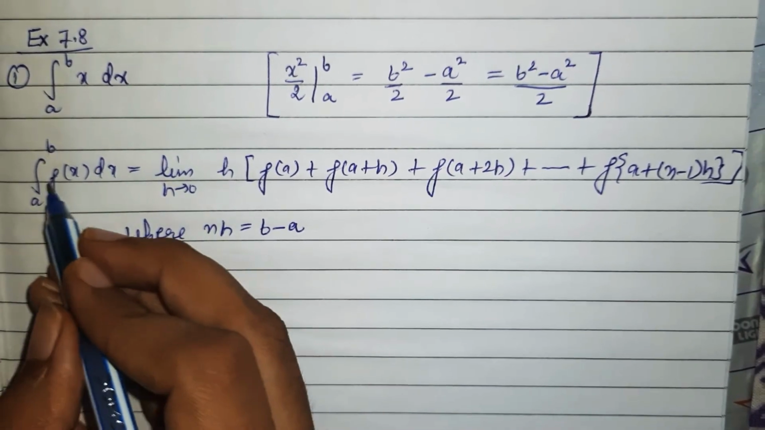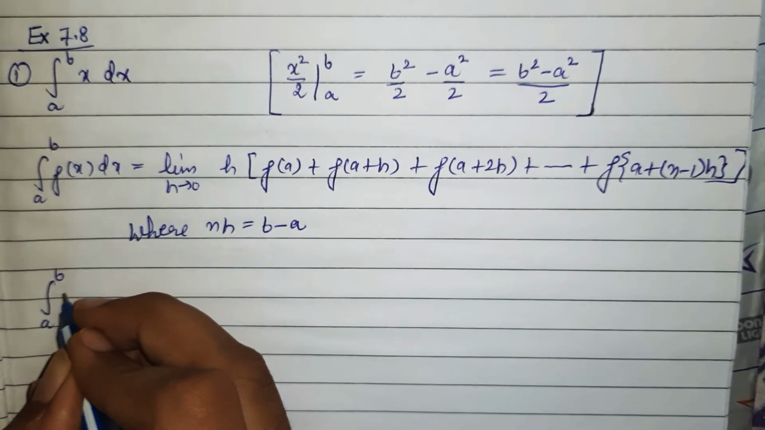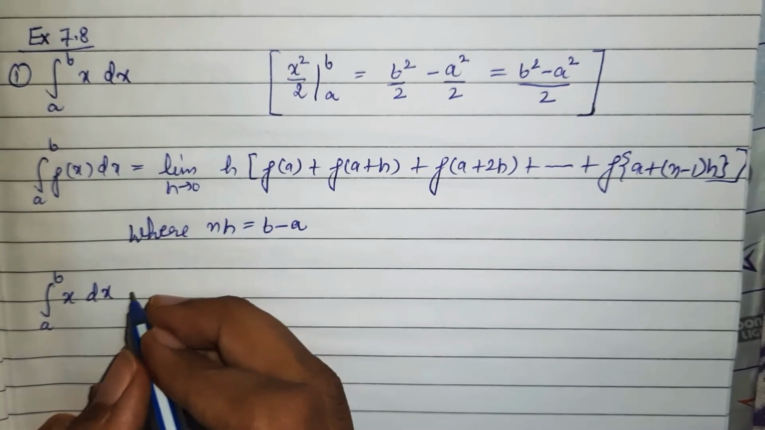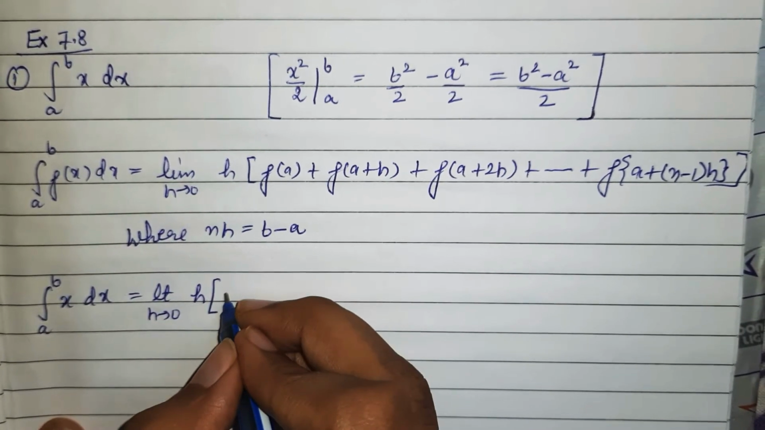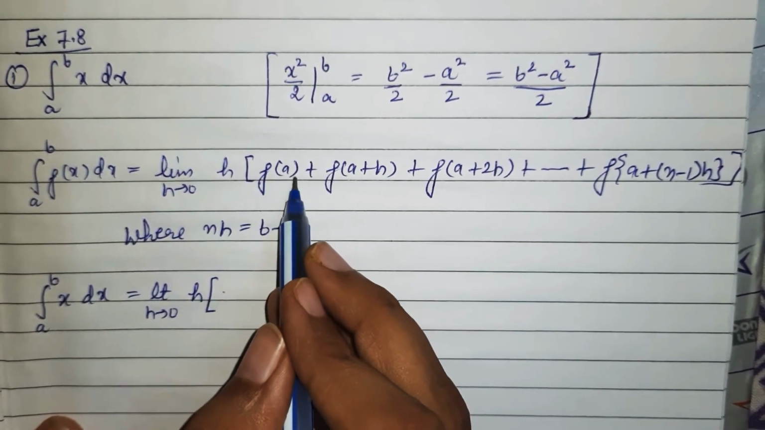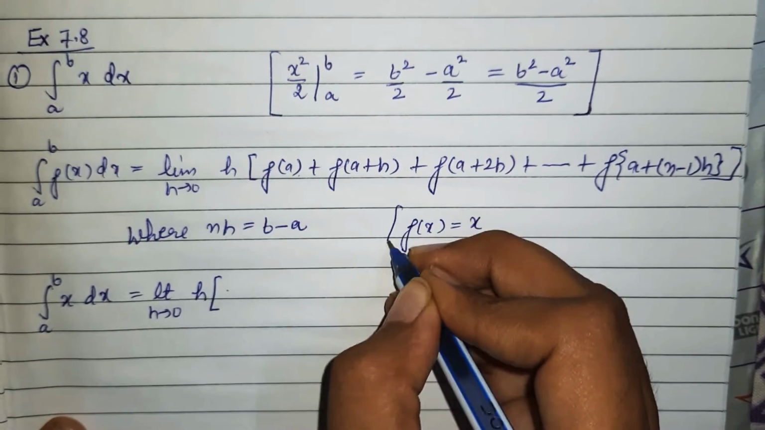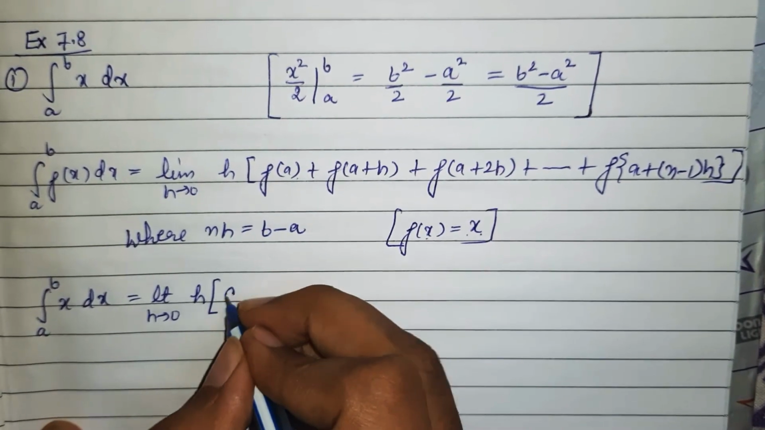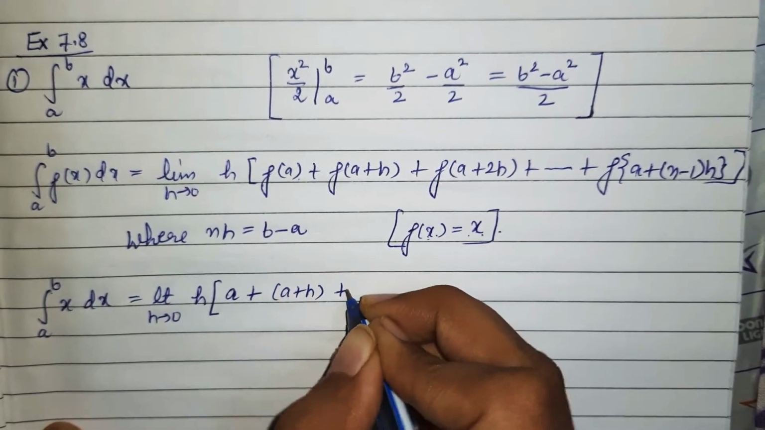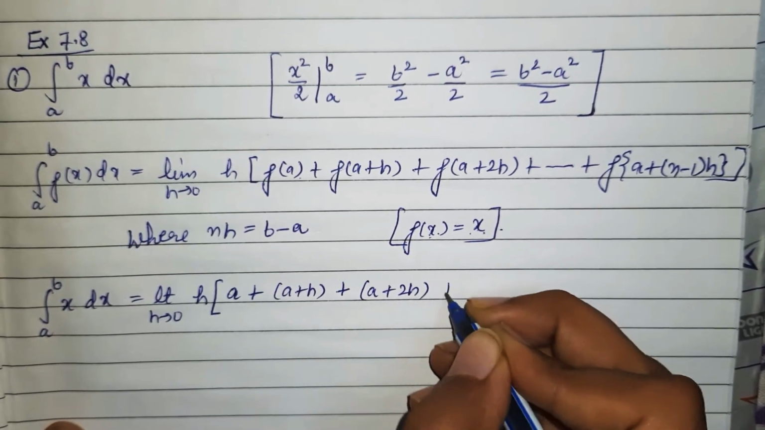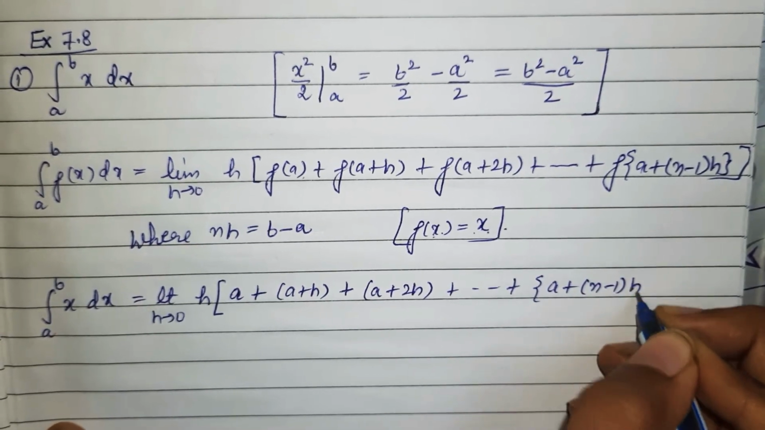Now see, what is your function? Function is f(x), a to b will remain the same. f(x) is x, dx. Limit h tends to 0, h will remain the same. What you need to do? If I talk about f(a): if f(x) is x, then f(a) is a. f(a plus h) is a plus h. f(a plus 2h) is a plus 2h. And this will become a plus (n minus 1)h.